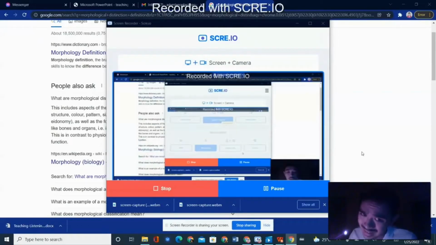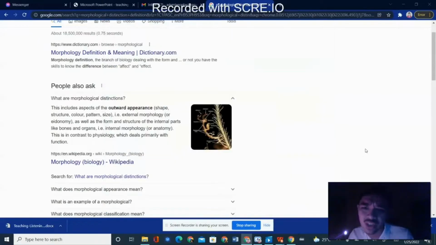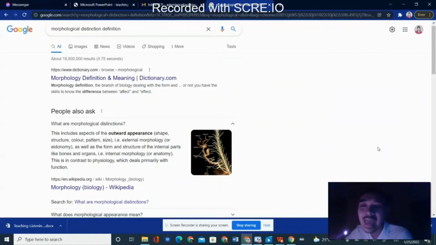Now what is morphological distinctions? Now let us Google it because we don't know the meaning. So morphological distinction includes aspects of the outward appearance, shape, structure, color, pattern, size, external morphology, or eidonomy, as well as the form and structure of the internal parts like bones and organs, internal morphology.